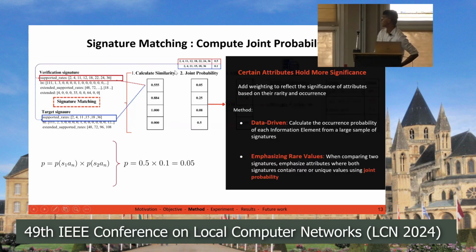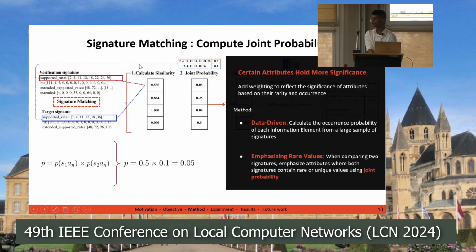Then once we get these similarities, one thing we noted is that not all attributes have the same weighting when figuring out how similar 2 devices are. So what we came up with is a probabilistic method based on occurrence. We take a sample of signatures, a sample of probe requests in the wild, and calculate the probability of occurrence for each one. If you look here, the 2 examples shown for the verification and the target signature are for supported rates. For these specific values, how often are you going to see them in the wild? You get 0.5 and 0.1.